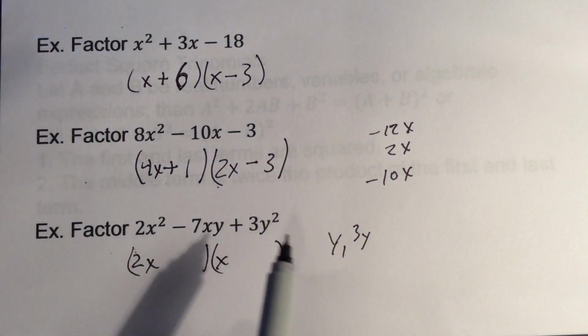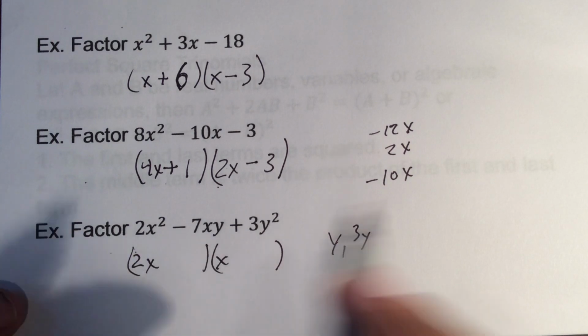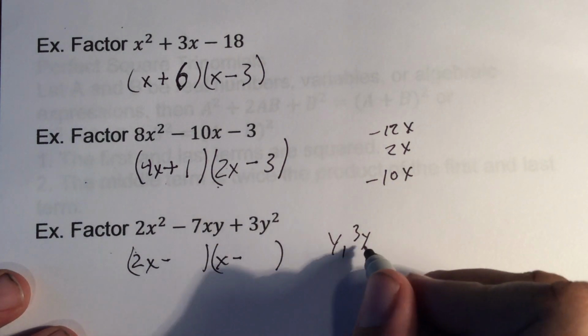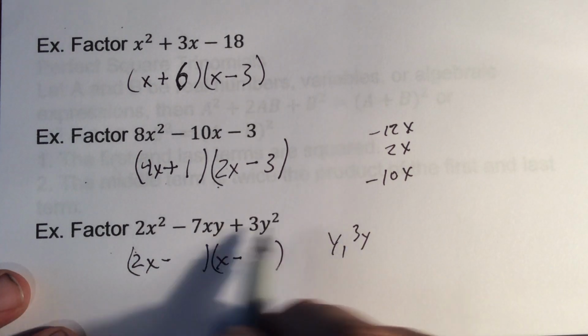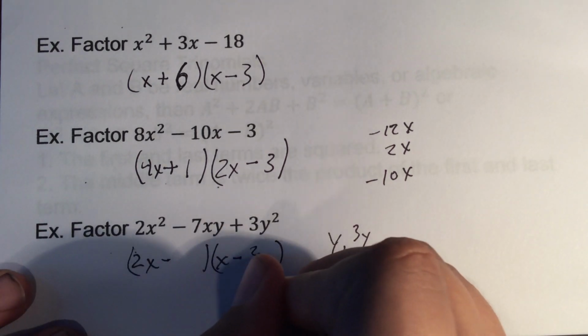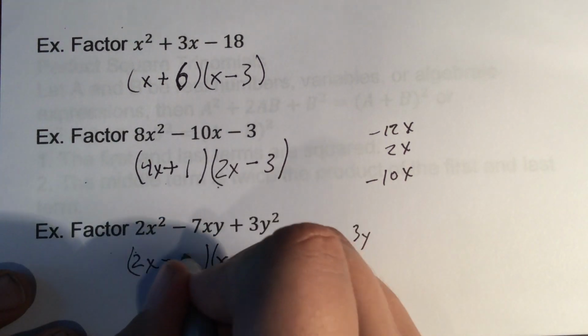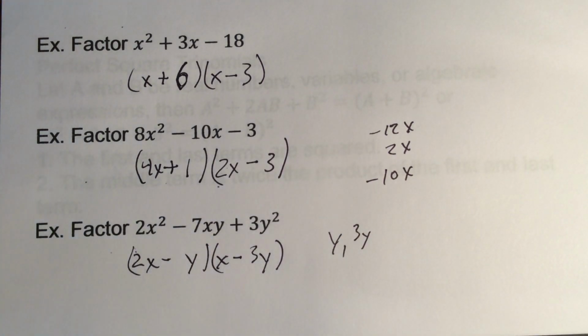Now, I'm going to look at my signs next. So this is a plus, so I look here, that's a minus, so they're both going to be minuses. So how can I arrange the y and the 3y in order to get 7xy? Well, if I put 3y here, the 2x and the 3y would give me a 6, and a y here would be another xy that would add to it. 6 and 1 makes my 7.